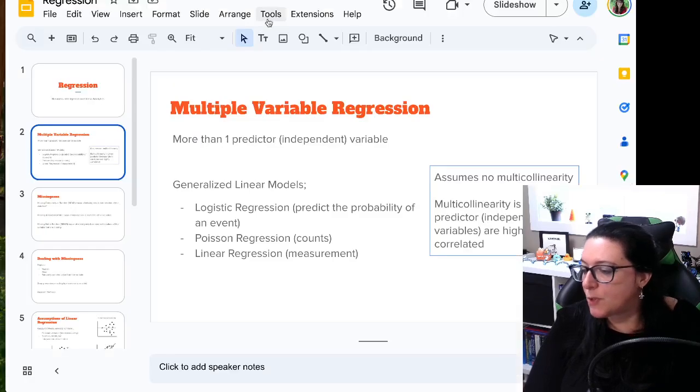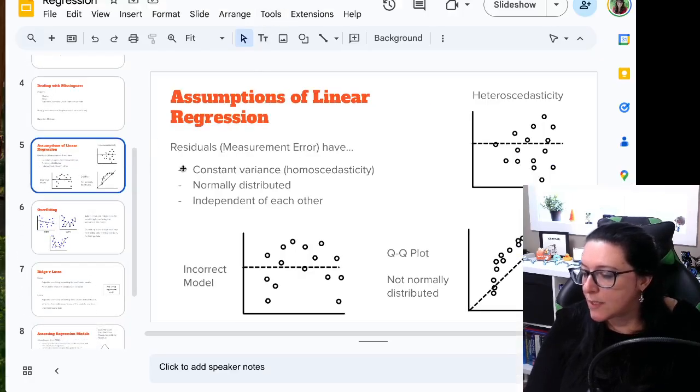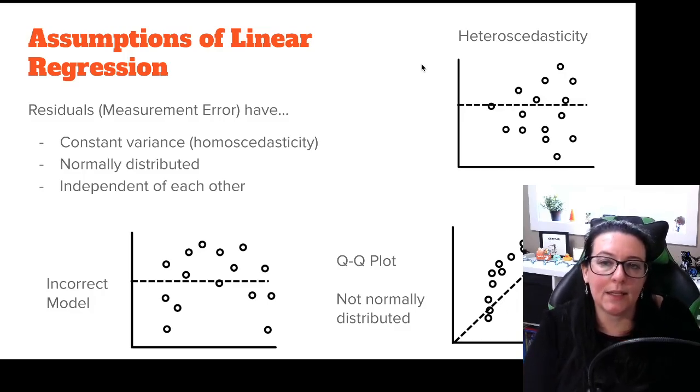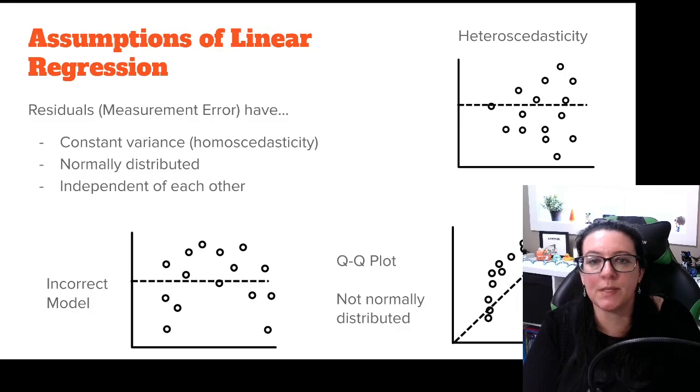In this particular video, we're going to look at the assumptions that come with linear regression. When we create a linear regression model, we are assuming that our residuals, our measurement error, have constant variance. This is called homoscedasticity. We also assume the data is normally distributed. If the underlying data has a normal distribution, then the residuals will also have a normal distribution, and that's what allows us to use linear algebra, because that linear relationship is based on normality.